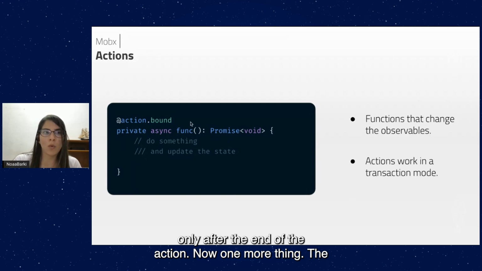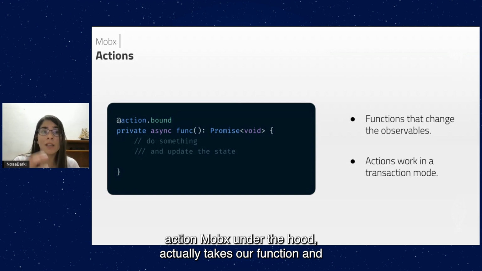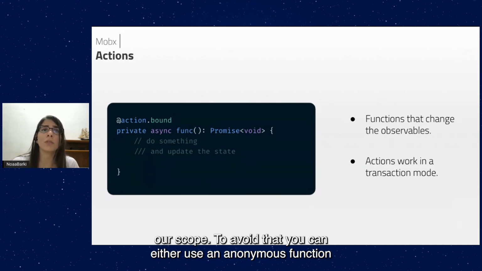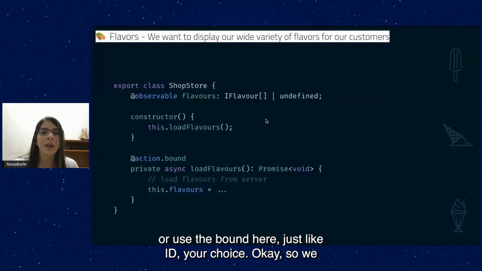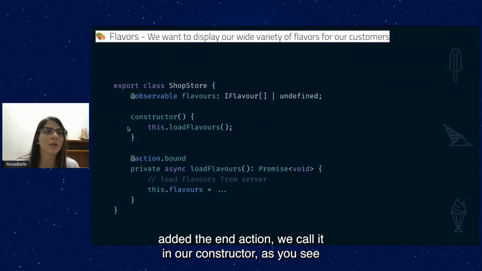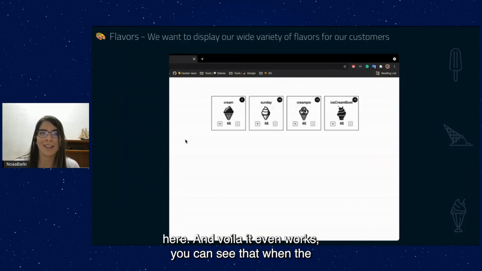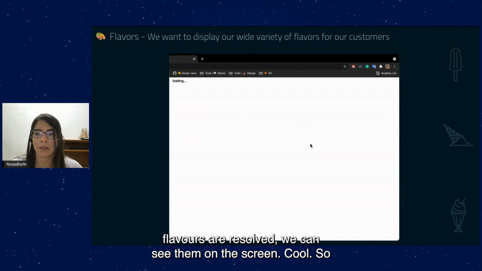Now, one more thing. The reason why I added the bound here is because when we use action, Mobix under the hood actually takes our function and wraps it inside another function. So at runtime, we might lose our scope. To avoid that, you can either use an anonymous function or use the bound here, just like I did. Your choice. Okay, so we added the action, we call it in our constructor, as you see here, and voila, it even works. You can see that when the flavors are resolved, we can see them on the screen.